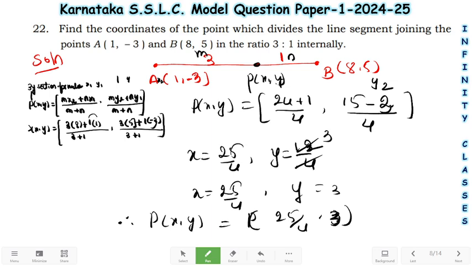You will get 2 marks. So pause the video and note it down. We have to use the section formula internally for this question. So next, moving to the next question, that is question number 22. Next question 23. Write the question number 23 next.